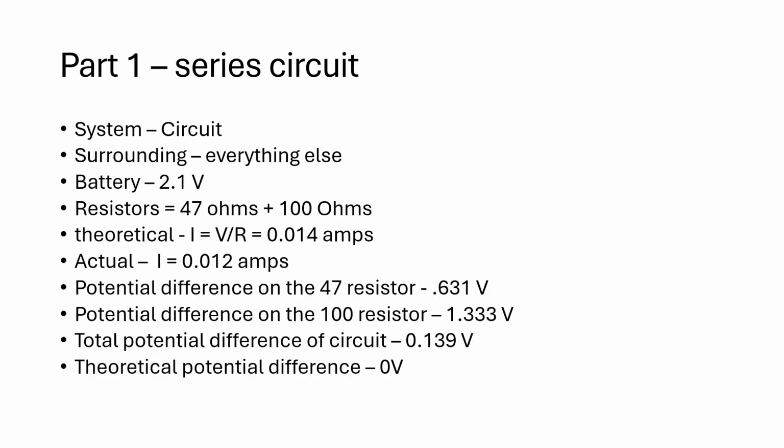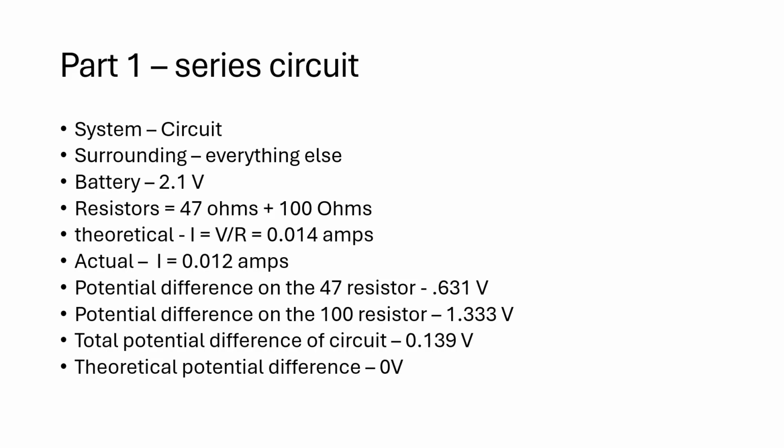Using that, I was able to find the theoretical current, which was 0.014 amps. However, the actual current that we measured was 0.012 amps. The potential difference on the 47 ohm resistor we found was 0.631 volts, and the potential difference of the 100 ohm resistor was 1.23 volts. Those two added together and subtracted by the voltage provided by the battery, the total potential difference of the circuit was 0.139 volts.